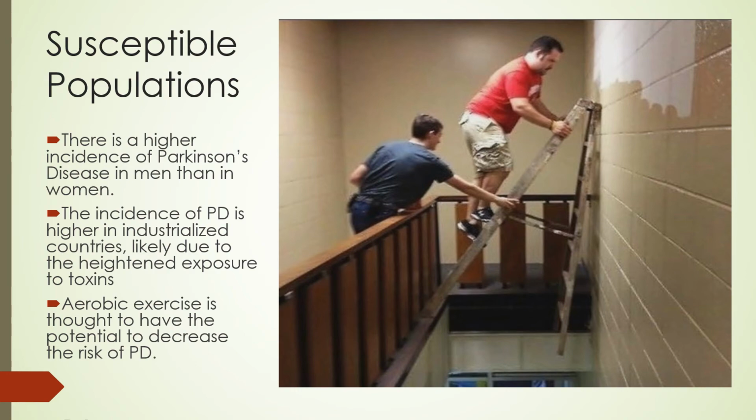So susceptible populations, as before mentioned, males are more at risk to develop Parkinson's than females, and this is usually in the elderly above the age of 60, though there have been exceptions. There was one intelligent chemistry student in his late 20s who tried to synthesize heroin, but the compound he made, MPTP, actually resulted in Parkinson-like side effects. So this drug resulted in individuals way below the risk age of Parkinson's developing side effects similar to Parkinson's.